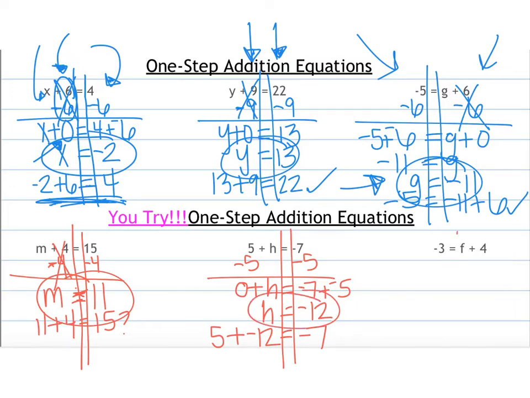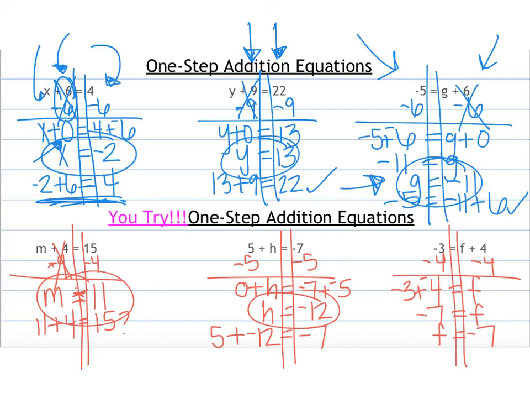H equals negative 12. And then negative 3 equals f plus 4. So subtract 4 on both sides. Negative 3 minus 4 equals f. We'll do plus negative. So negative 3 plus negative 4 is negative 7 equals f. Remember, we just want to make sure our variable is on the left. So f equals negative 7, because we would always read it as the variable equals the number. And then negative 3 equals negative 7 plus 4, which does work. So f equals negative 7.